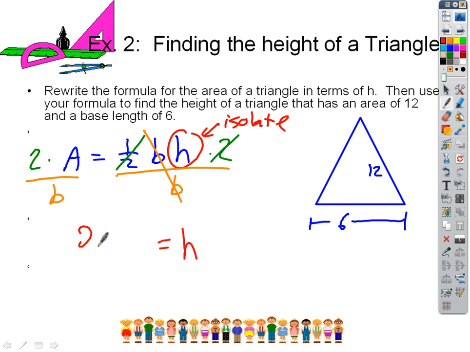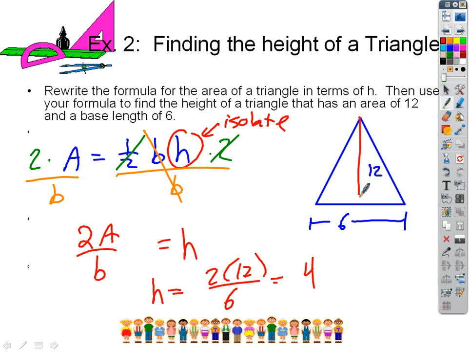It equals 2A over b, and I know those values. A is 12 and b is 6. So if I plug those numbers in, I just get 2 times 12, which is 24, divided by 6, which is 4. So the height is 4. Right? Make sense? Okay.